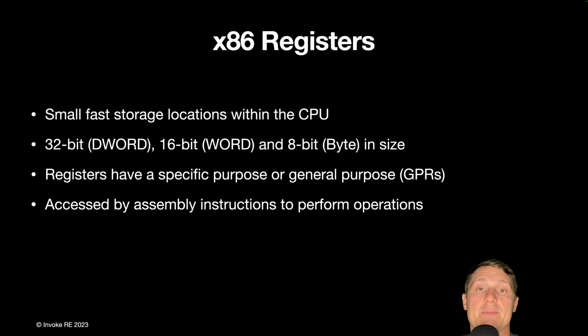The x86 assembly language makes use of registers, which are fast storage locations within the CPU. These registers are made up of multiple sizes. This includes 32 bits in length, which is 4 bytes, also referred to as a D-word, 16 bits in length, or 2 bytes, also referred to as a word, or 8 bits in length, which is a byte. These registers are directly accessed by the assembly instructions in order to perform operations.